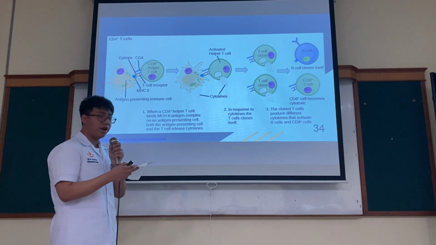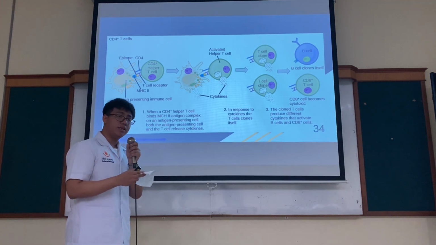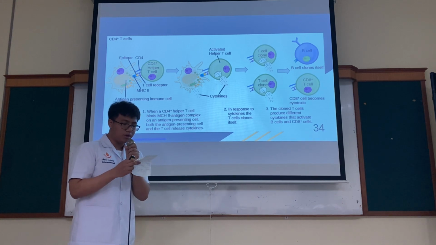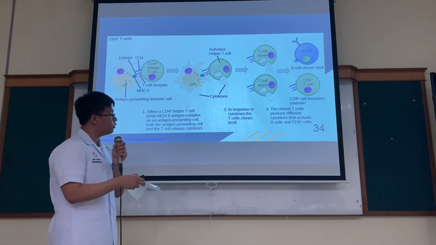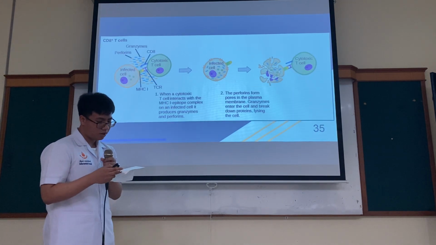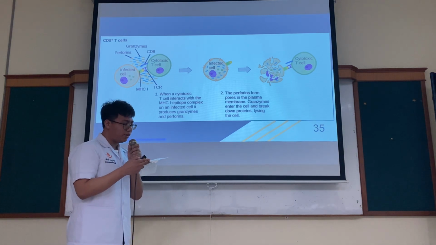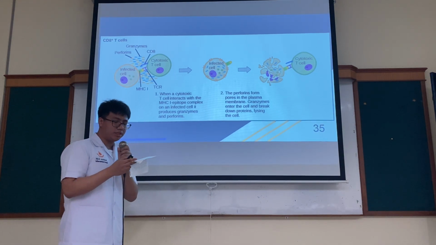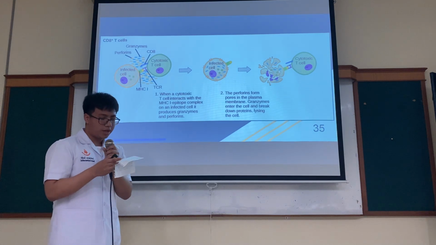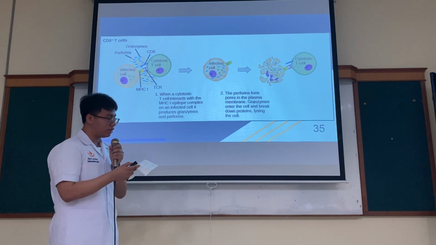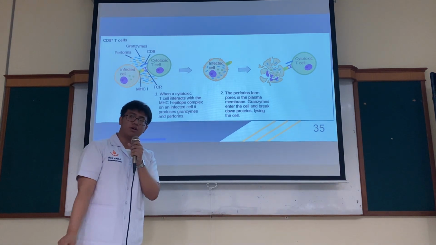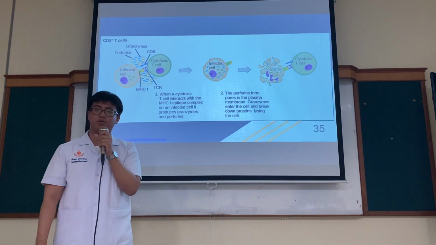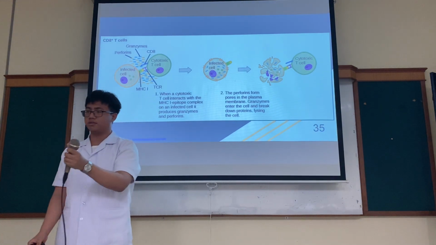This picture shows naive CD4 positive T cells engaged with MHC class 2 molecules on antigen presenting cells and becoming activated, and then forming clones of activated T cells. In turn, they activate B cells and CD8 positive T cells, which become cytotoxic T cells, and then cytotoxic T cells kill infected cells. All of our contents have finished. Next, we will recap our presentation.